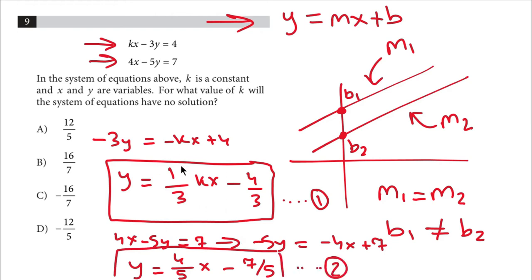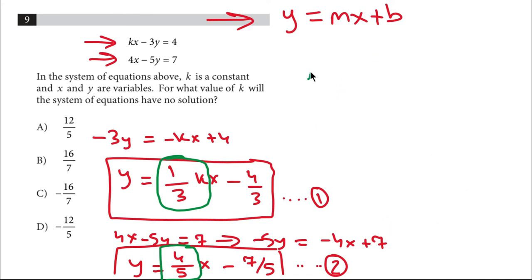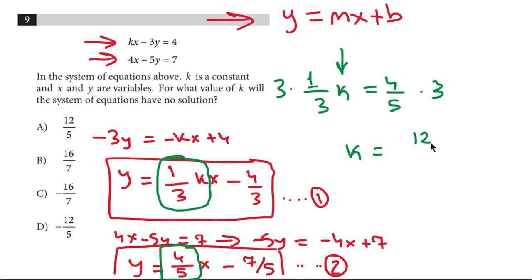Now I would like you to pay attention to the slope of the first line and the slope of the second line. We said for these two lines to have no solutions and therefore never cross each other, we need the same slope. And therefore we must equate those two slopes. So let me equate 1 over 3 k to 4 over 5. And these two slopes are now equal. Now let me solve for what k must be for these two slopes to be equal. k is equal to, let's multiply both sides by 3, 12 over 5.